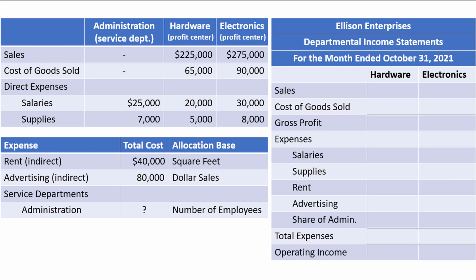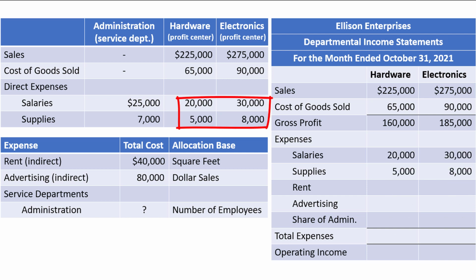Here is the template for our departmental income statements. Remember, we only create departmental income statements for profit centers, of which we have two, the hardware and electronics departments. The sales and cost of goods sold are given here, so we can simply copy them over to the departmental income statements. The gross profit is just the sales minus the cost of goods sold, which comes to $160,000 for hardware and $185,000 for electronics. The direct expenses of salaries and supplies can also be copied over. We need to take a detour now to calculate how much of the $40,000 indirect rent and $80,000 indirect advertising costs should be allocated to each department.